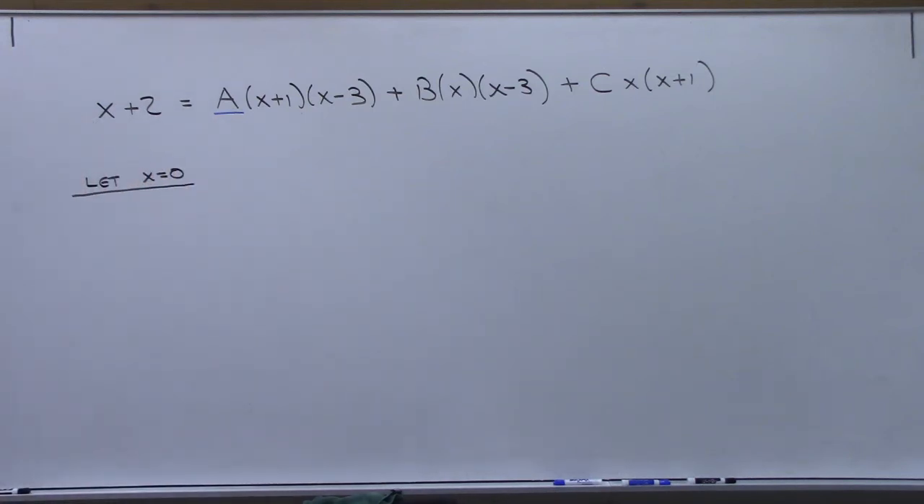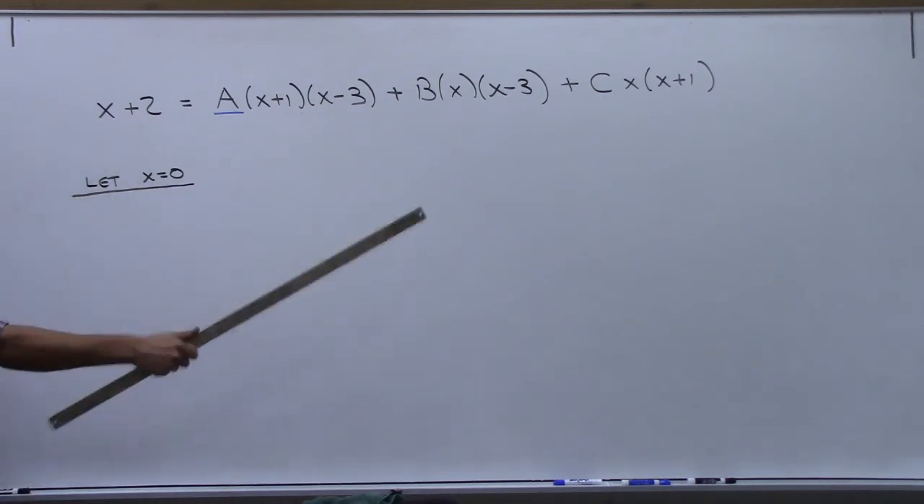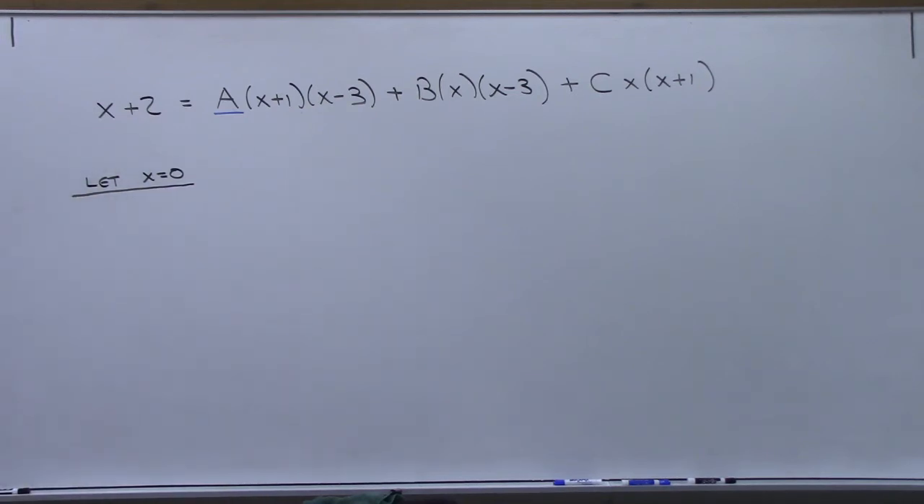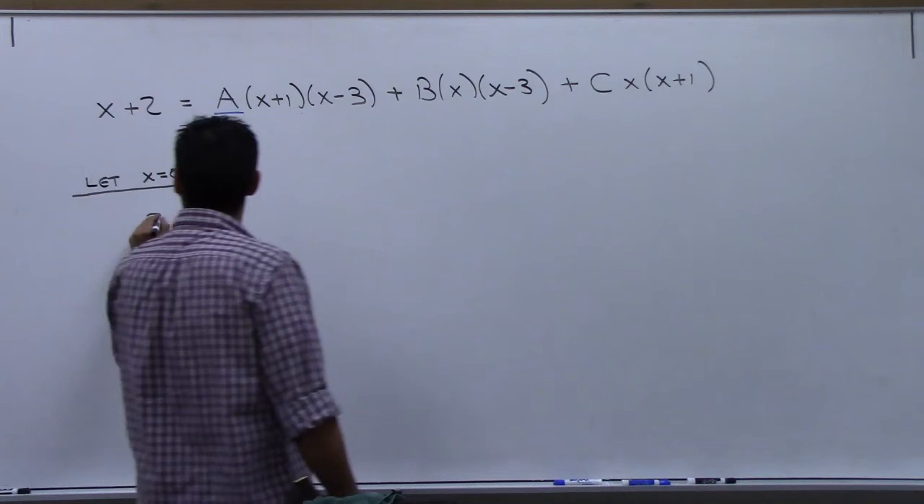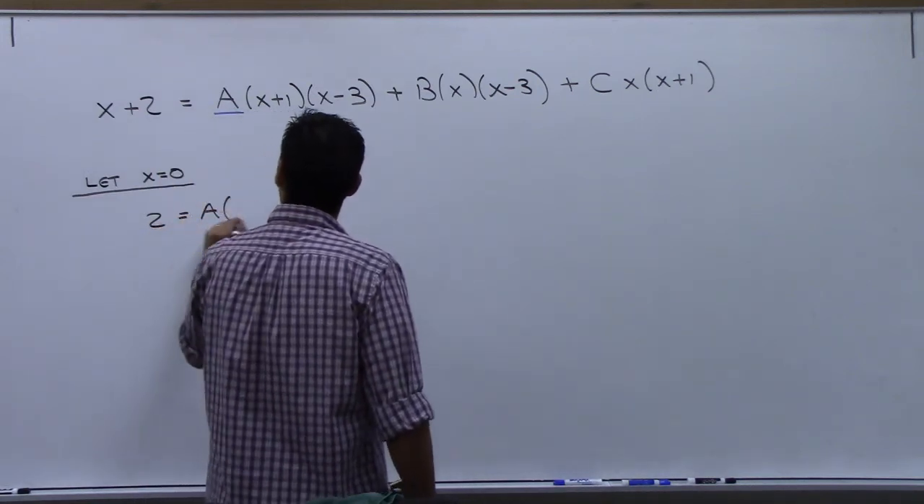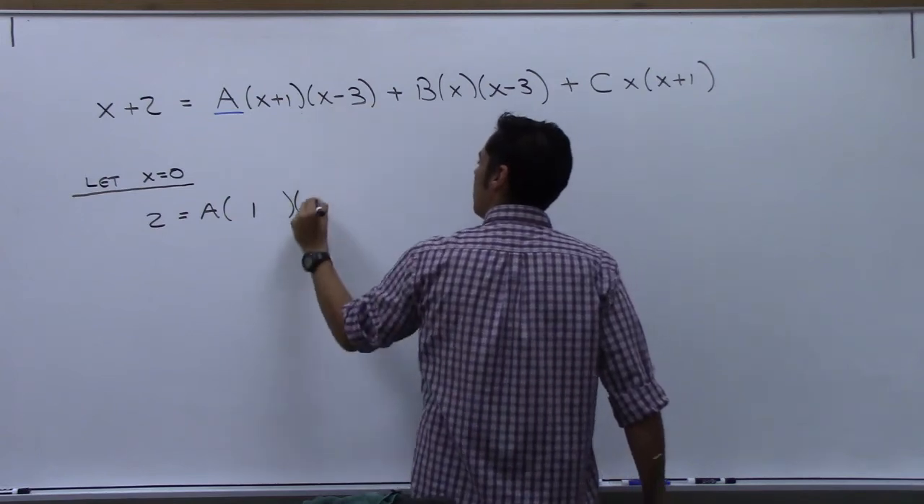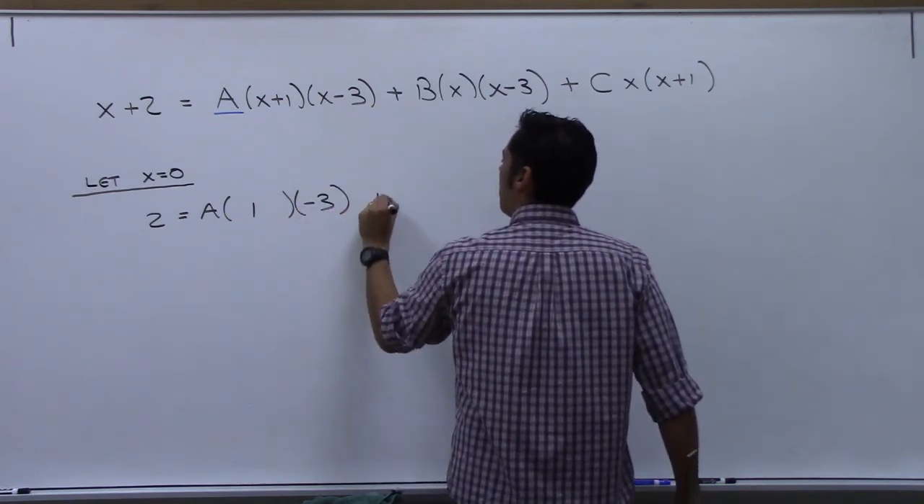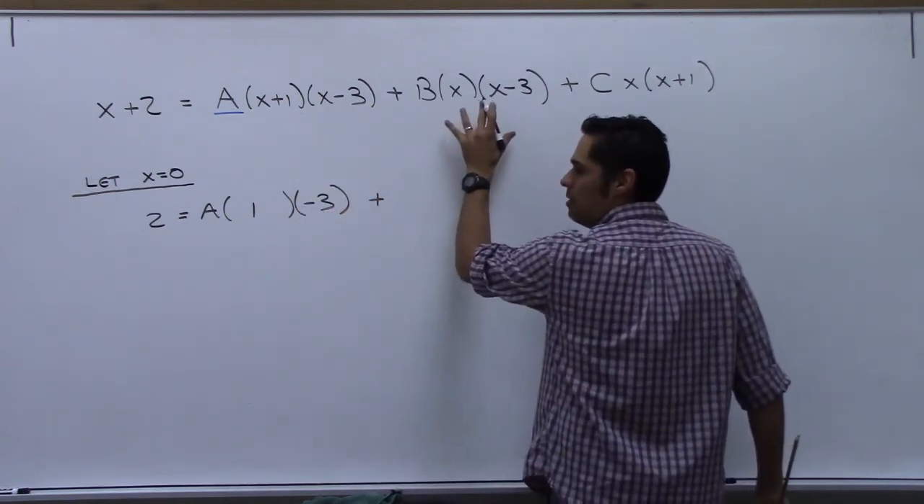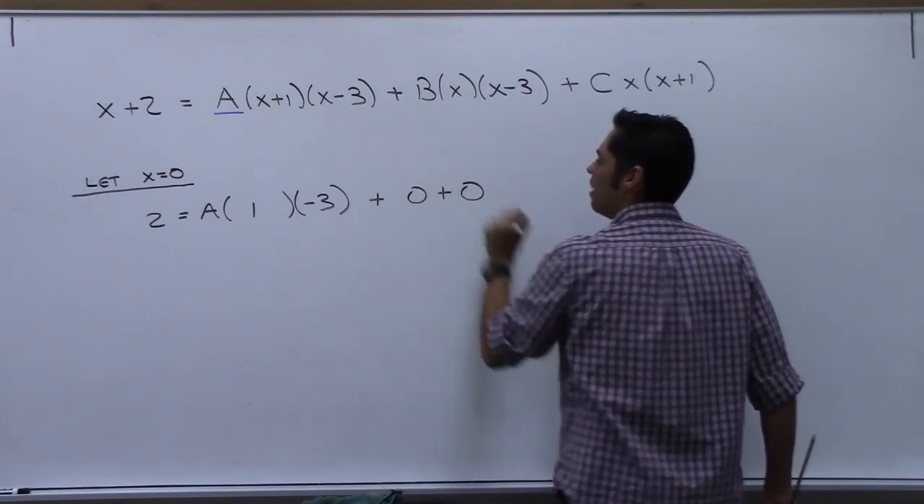I apologize. All right, so let x be 0. That means on the entire equation, turn all your x's to zeros. All right? So what is this side going to be? 2 equals a times, now what happens? 0 in here, you get 1. 0 in here, you get negative 3. And then plus, and then we already know what happens here, right? 0 and 0. That's all gone.